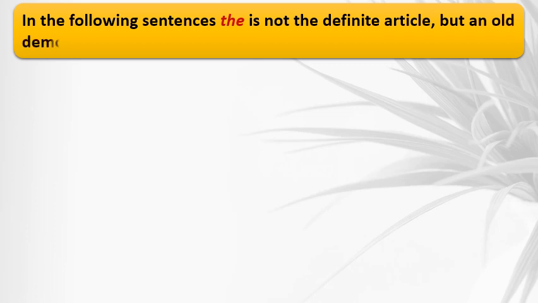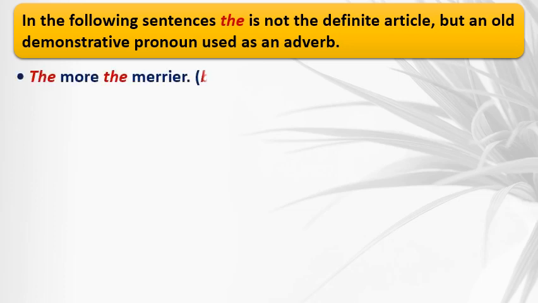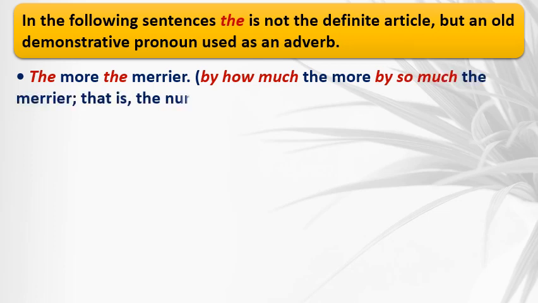In the following sentences, "the" is not the definite article but an old demonstrative pronoun used as an adverb. To clarify it, let's see some examples. The more, the merrier.